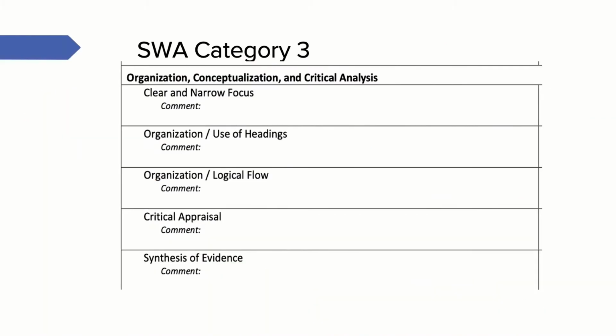The components of SWA Category 3 that pertain to content are clear and narrow focus, critical appraisal, and evidence synthesis. Have you ever seen a person learning how to spin in a dance? Every rotation, the dancer is encouraged to select a focal point for each rotation to avoid getting dizzy. A clear and narrow focus is similar to that in that it refocuses the reader on the main theme of the paper in each subsequent section.